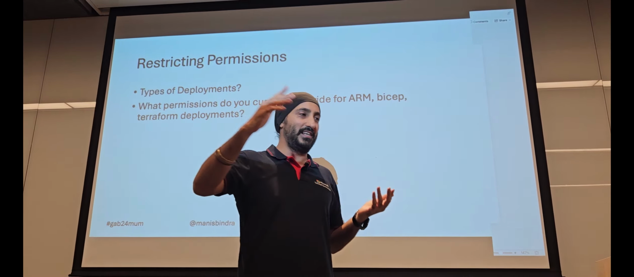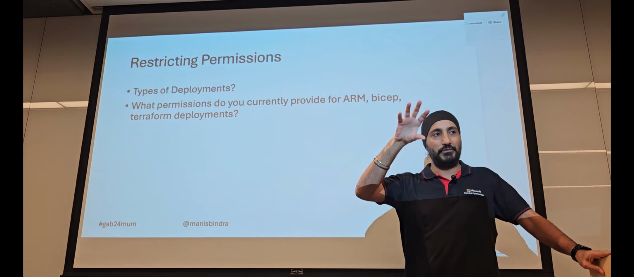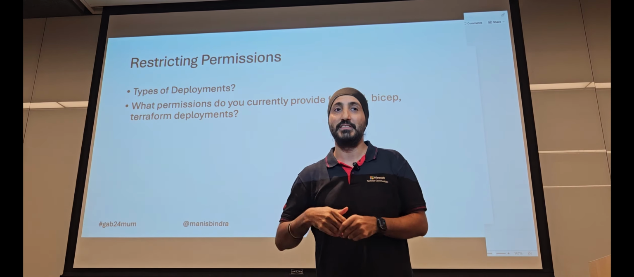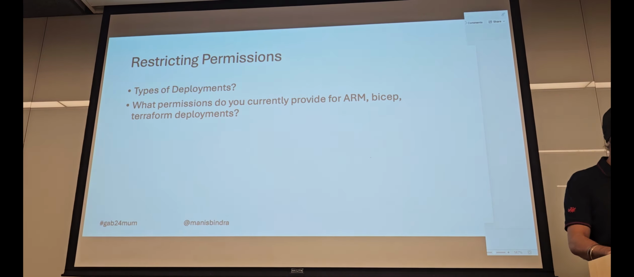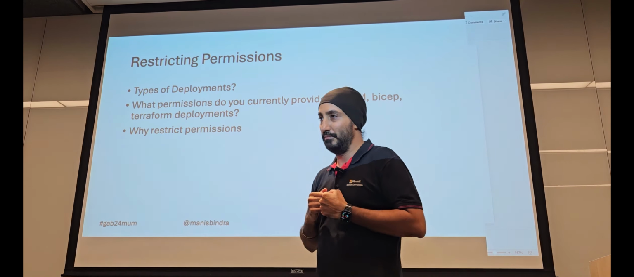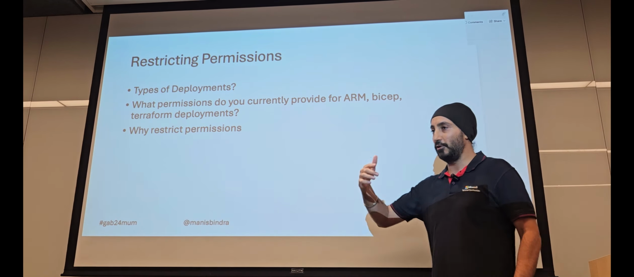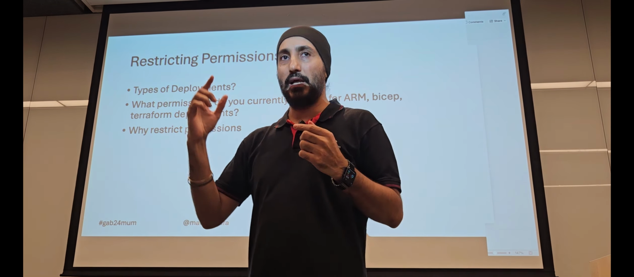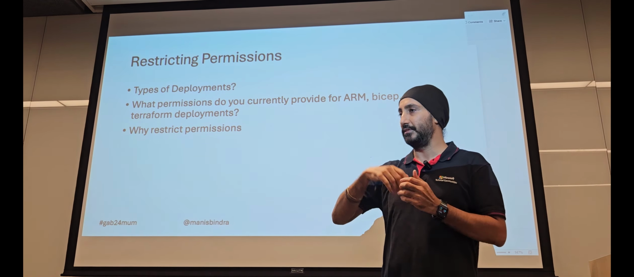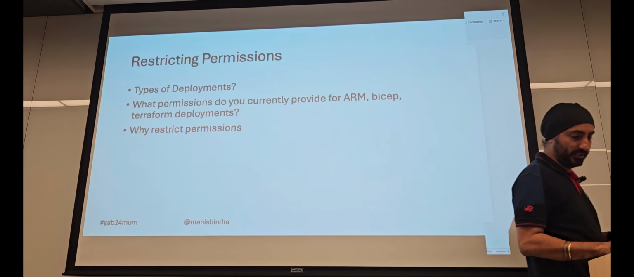But many people, I have seen, give contributor to the subscription, even if you just need to create resources in a particular resource group. It will be contributor to a subscription, or sometimes I've even seen worse, like owner as well. So why restrict permissions? As you said, the principle of least privilege is to be followed, because if there is a compromise of, say, your pipelines which are deploying, you limit the blast radius to the permissions you've given to that service principal or managed identity which is running the pipeline. So we all agree on why we need to restrict permissions.